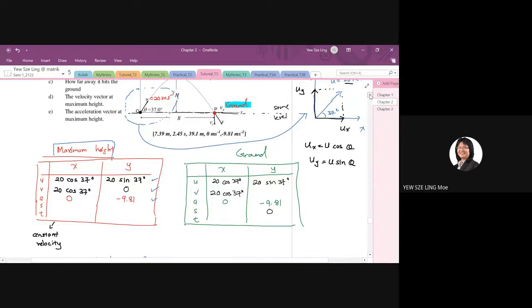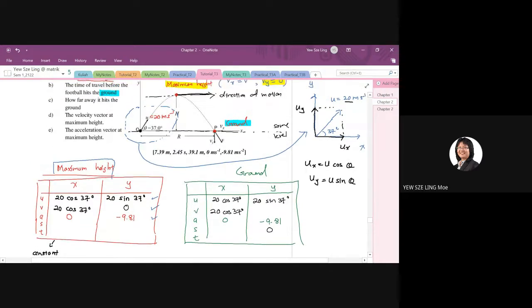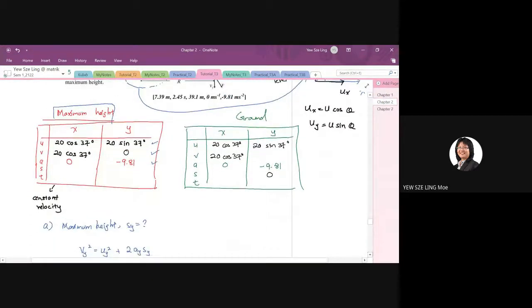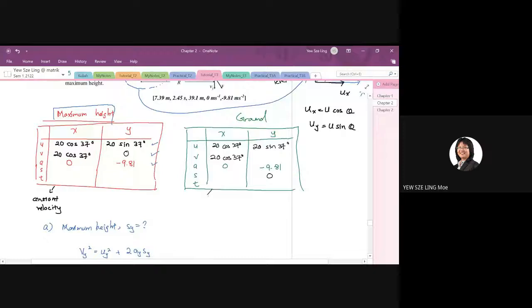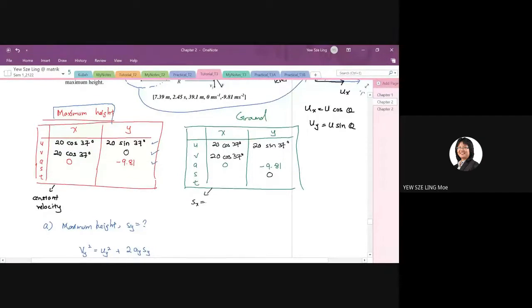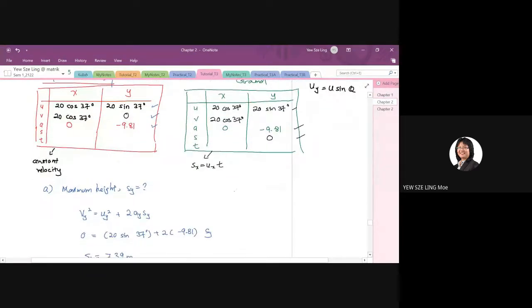The question asks you to calculate the time. How to calculate the time? For the X component, we don't have enough information, because we have only one equation, and we don't have Sx, just Ux. Without Sx, you cannot find T using the X component. So for this question, we have to use the Y component again, where we have U, A, and S. Therefore, we can solve the question.